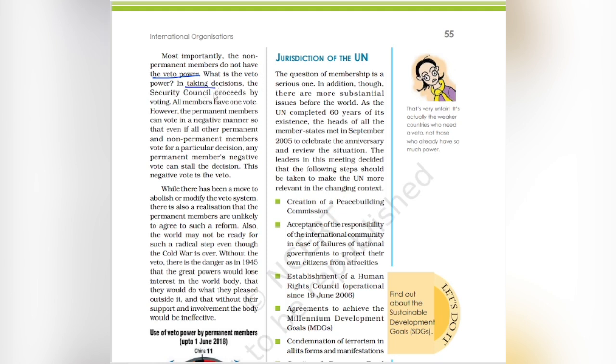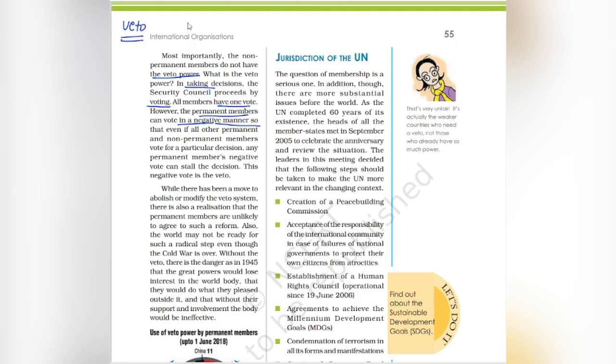Okay, so in taking decisions, the Security Council proceeds by voting. Definitely, in the Security Council, all the major decisions will be taken by this voting. All members will have one vote. However, the permanent members can vote in a negative manner. So this is the concept of veto power. I have just explained to you.